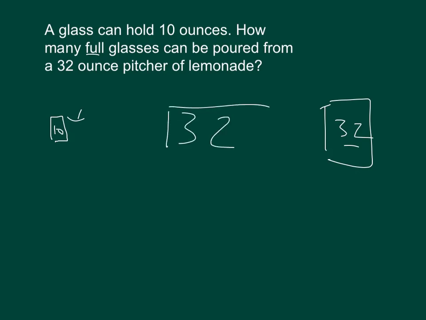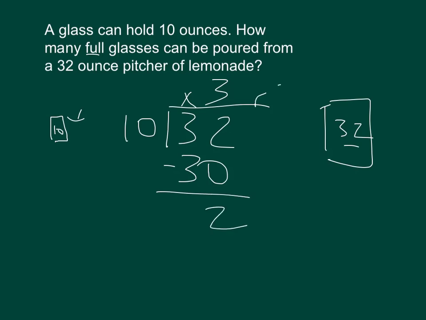So essentially what I'm doing here is I'm figuring out how many groups of 10 I could make out of this 32. Okay, so if I was dividing this, figuring out how many groups of 10 I could make from 32, I would divide, and I know from my basic facts that I would be able to make 3 full groups of 10, and that would give me a remainder of 2. Now, the question is asking how many full glasses can be poured. Well, I know from dividing that I can make 3 glasses that contain 10 ounces each.